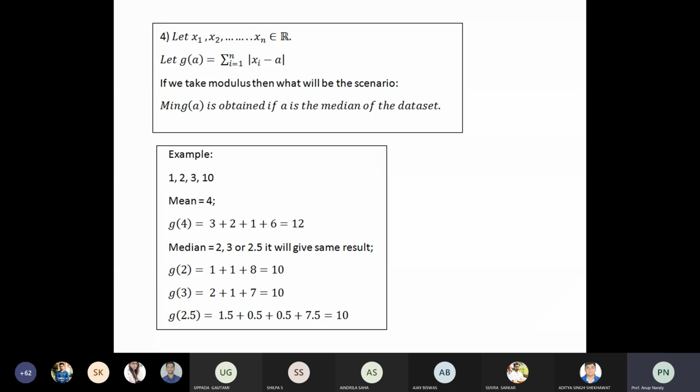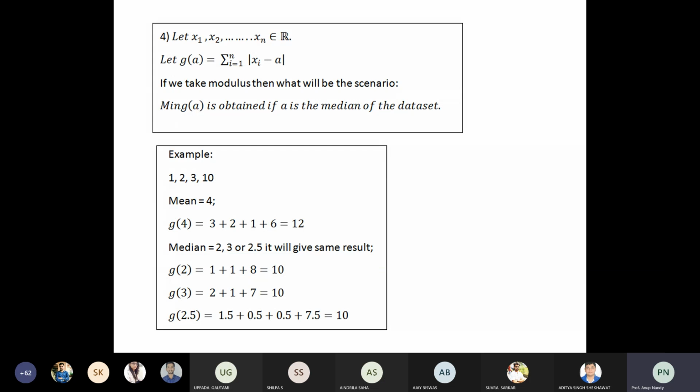Now you can check: if you take the modulus instead of taking the square, what are you going to get? Let x1, x2, ..., xn, and let you have another function ga. Earlier it was a function fa, where (xi minus a) whole square. Now you take ga with the same difference, but with the modulus: the sum from i equals 1 to n of |xi minus a|. Now if we take the modulus, what will be the scenario? Now the minimum of ga is obtained if a is the median of the data set.